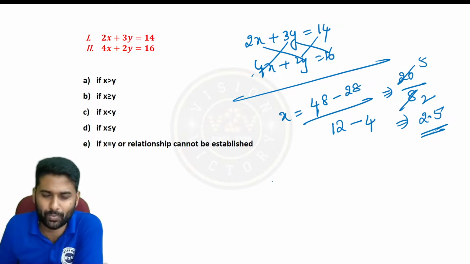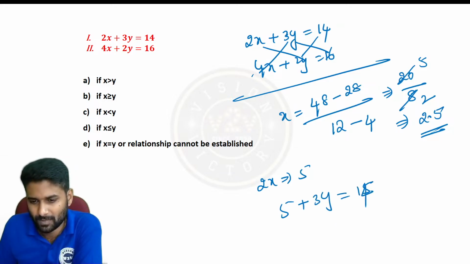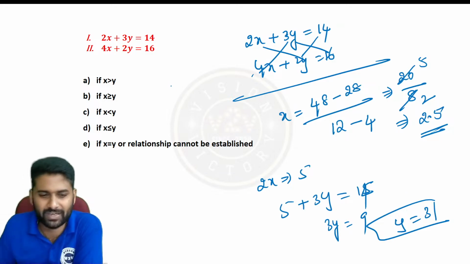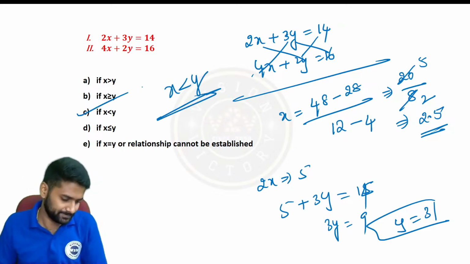If x is equal to 2.5, then the 2x value becomes 5. So 5 plus 3y is equal to 14. Now 3y is equal to 9, then y is equal to 3. So we can say that x is less than y.